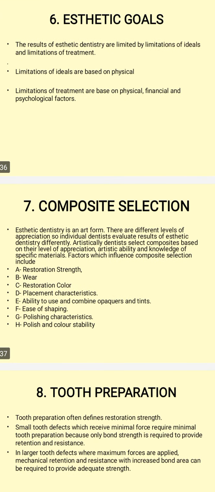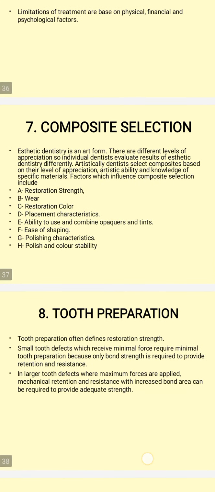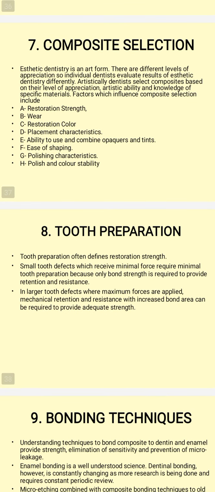Okay, now is the most important step, that is composite selection. Composite selection is done on the basis of the following factors. We have to consider restoration strength, wear, color characteristics, ease of shaping, polishing, and color stability as well. Tooth preparations are done, defects are removed, forces are applied, mechanical retention and resistance, and bonded areas are seen.